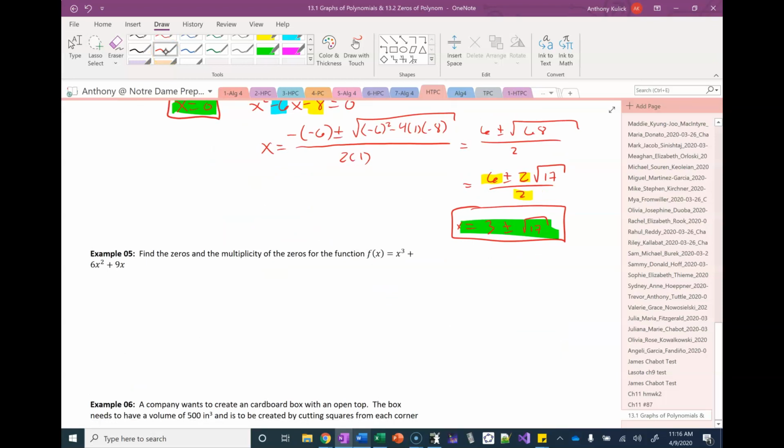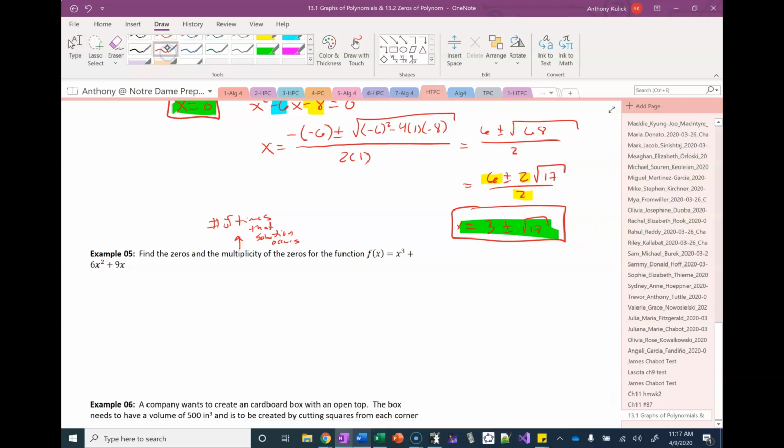Okay. So the next example, it says find the zeros and the multiplicity of the zeros for the function. When we say multiplicity, we're just talking about the number of times that solution occurs. So in the previous example, each of these solutions, 0, 3 plus square root of 17 and 3 minus the square root of 17, all have multiplicity 1. They just occur one time when we did the solving process.